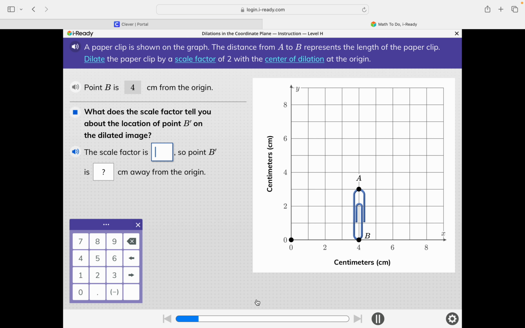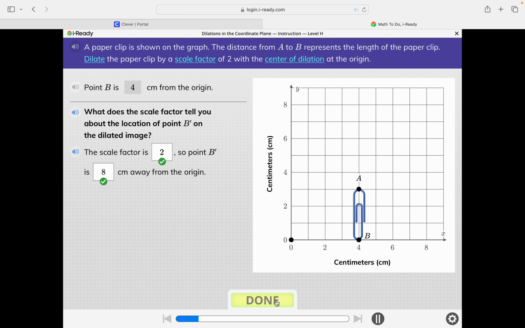What does the scale factor tell you about the location of point B prime on the dilated image? So now we have to move this to B prime. We have to multiply by the scale factor of 2. So B prime is how many centimeters away? 4 times 2 is 8. It is 8 centimeters away from the origin. Good job.